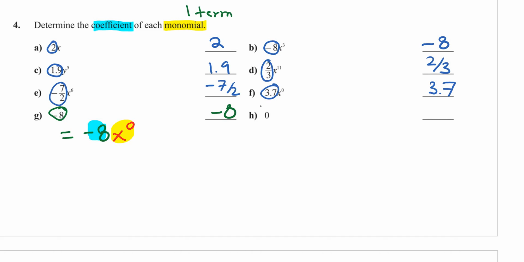And for letter H, I can rewrite this as 0x to the 0. And yeah, so the number in front of the variable in this case is just 0. So this coefficient is going to be 0 as well. All right, so that was a pretty quick one. And let's move on to the next few questions.